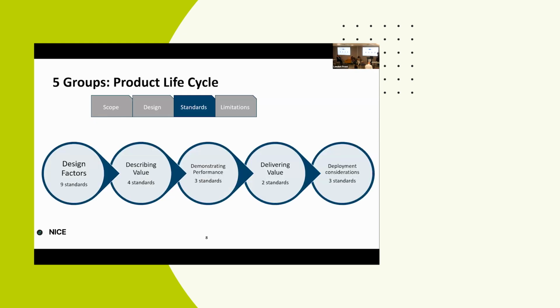Now, these categories have been mapped over to a product cycle. We heard from experts that this is how development happens, and we've considered factors ranging from the initial design through to how to demonstrate value, performance, all the way through to deployment.